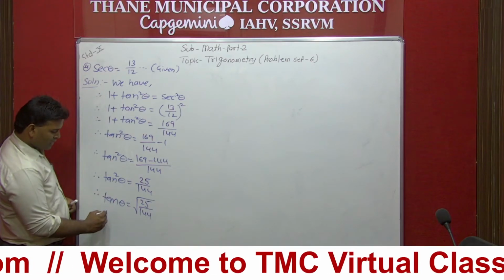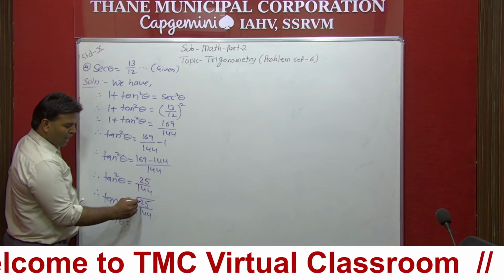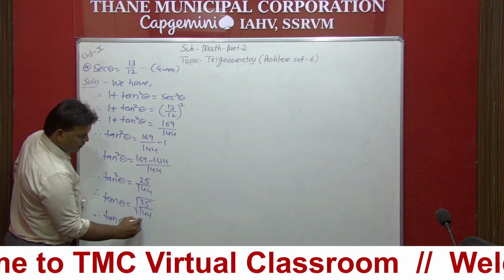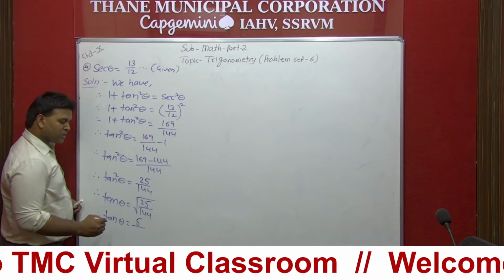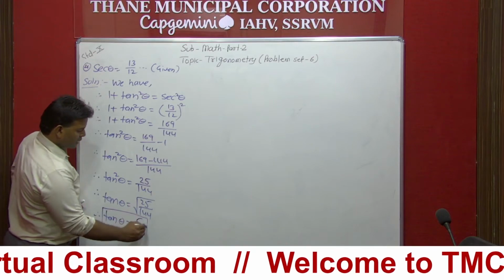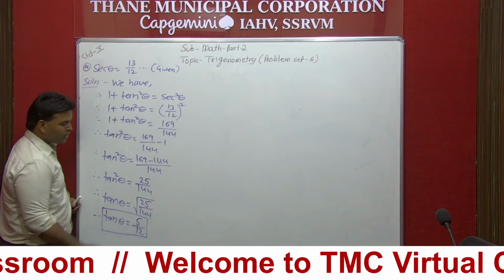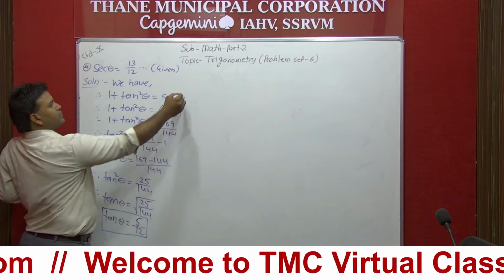I'm writing just the last step of this. That is, 25 is a square of 5, so this will become 5, and 144 is a square of 12. So your tan value is 5 upon 12.